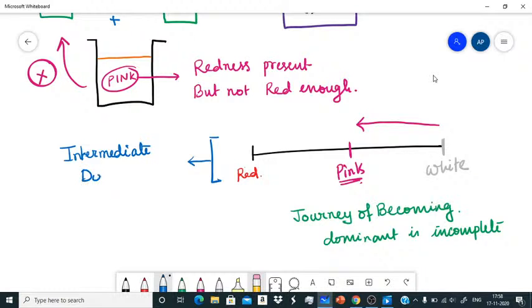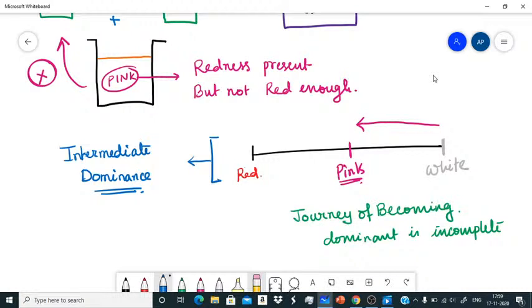Intermediate dominance is also a term that is used. Intermediate dominance. Right. Okay, because the resultant one is becoming intermediate. Now, remember this analogy of red, white, and pink. Why am I telling you to remember this?